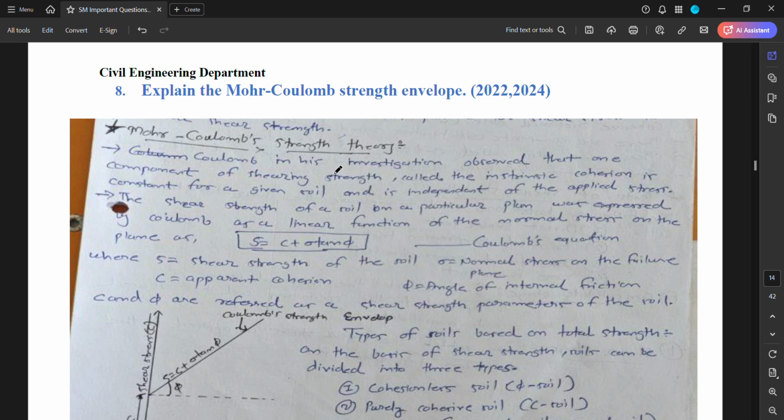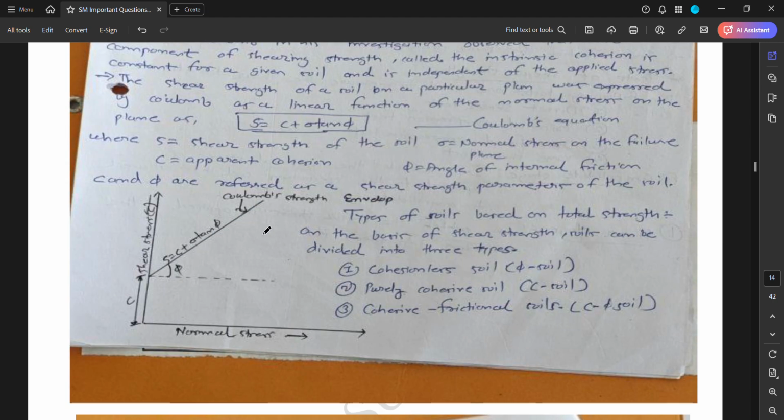So C and φ are referred to as the shear strength parameters of the soil. This is a graph of shear strength and normal stress. Normal stress is on the x-axis, shear strength on the y-axis. If there is a value C, this is the value C, and from there the normal stress acts. So S = C + σ tan φ is the Coulomb strength envelope, and this is the angle of internal friction.